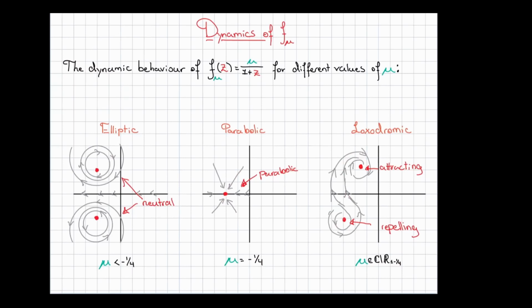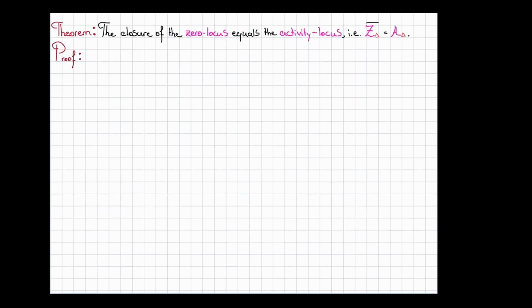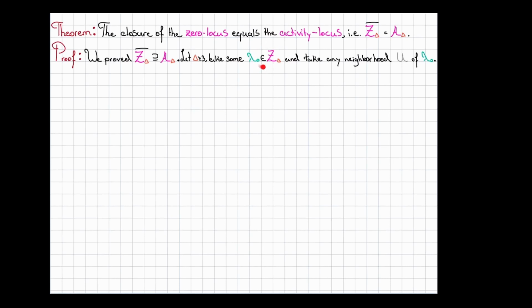So with that knowledge in hand, let's now prove the other direction of our theorem, which says that, well, we already proved that the activity locus is contained in the zero locus. So let's now prove the other direction. We'll take some parameter for which we know that there is some graph of bounded degree delta that is 0 for that particular parameter. And we'll take any neighborhood around that parameter, and we'll show that the ratios do not form a normal family around this parameter.